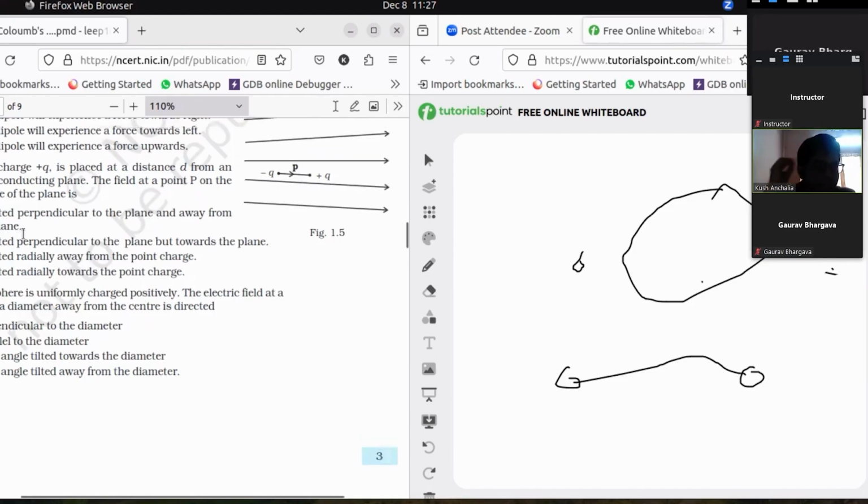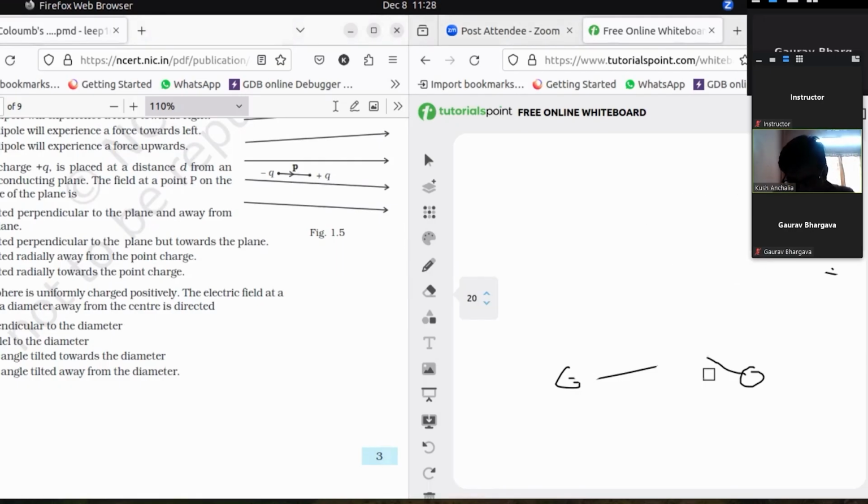A point charge plus q is placed at a distance d from an infinite conducting plane. Okay, we have to draw this, so let me just remove this quickly. So what is happening? A point charge plus q is placed at a distance d from an infinite conducting plane. The field at point P on the side of the charge, and the field at point P on the other side of the plane.